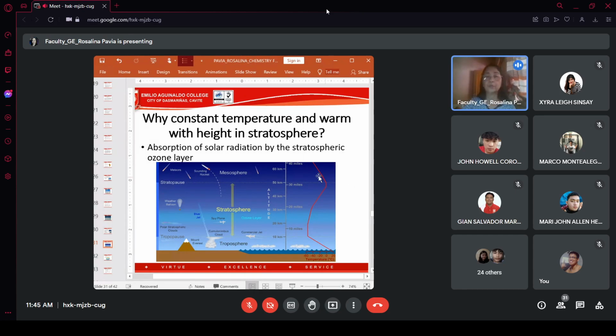Due to the absorption, ito yung reason, due to the absorption of solar radiation by the stratospheric ozone layer. Nandito na kasi si ozone layer sa stratosphere. So, trinatrap niya na dito yung mga UV rays ng sun that rendered it to become warm. Okay? Ito si ozone layer eh. Ito si stratosphere. And this is the troposphere. Nandito tayo, that this is 0 to 10 kilometers above the surface of the Earth. Okay, si troposphere.